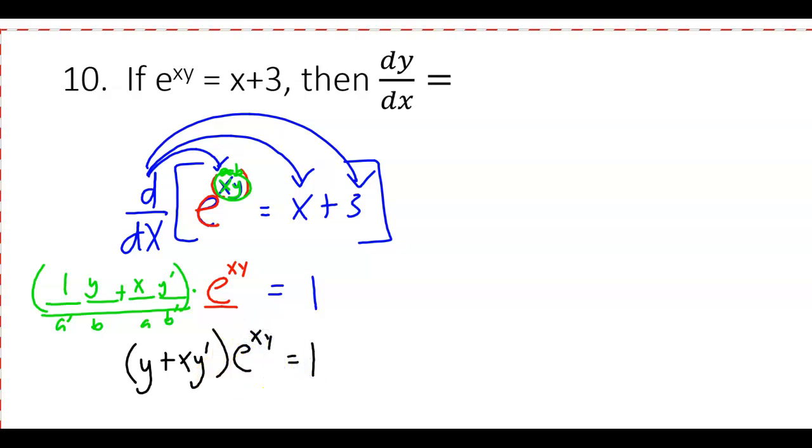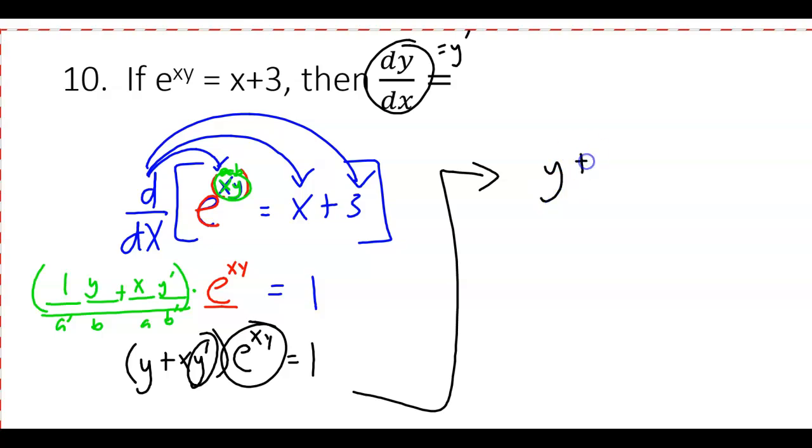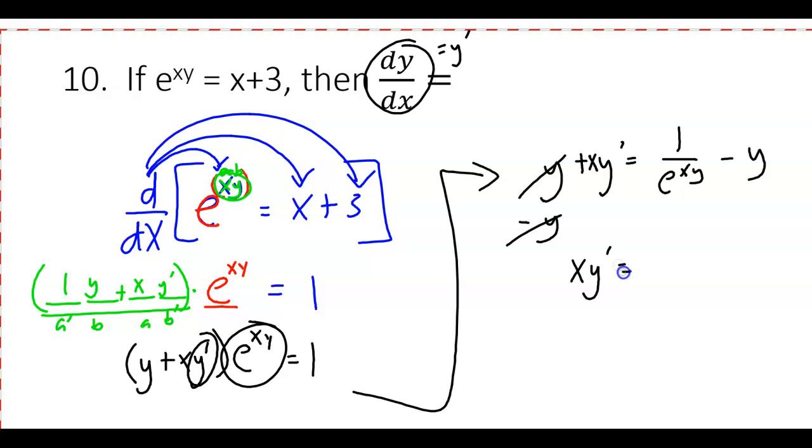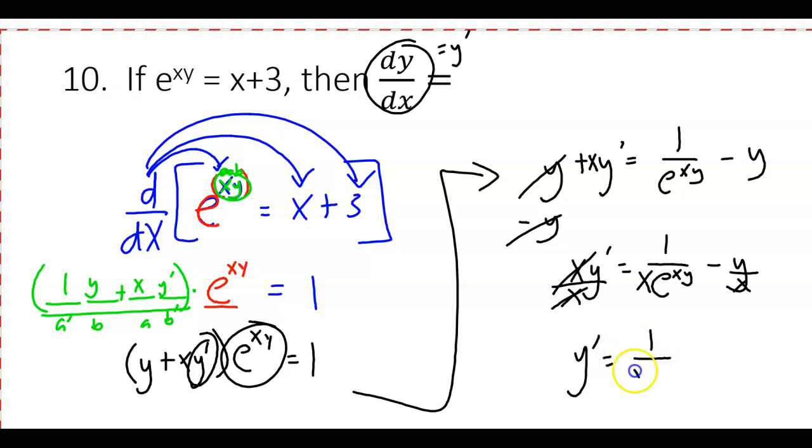After that, the goal is I want to find dy dx. Now that's just another way of saying y prime, right? So I want to get this y prime by itself. How do I do that? Well, the first thing we could do is divide both sides by this e to the xy. So that'll leave me with y plus x y prime is equal to 1 over e to the xy. Next, I would just minus this y on both sides, like so. And then finally, I would divide everything by x. So divide here by x, divide here by x, and divide here by x. So just put x in the denominator everywhere. And we end up with this.